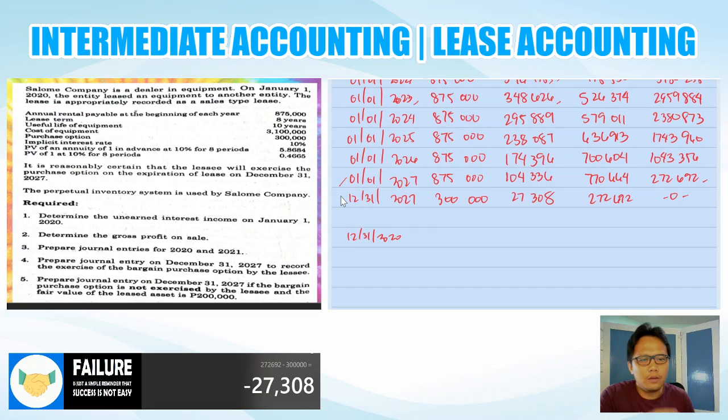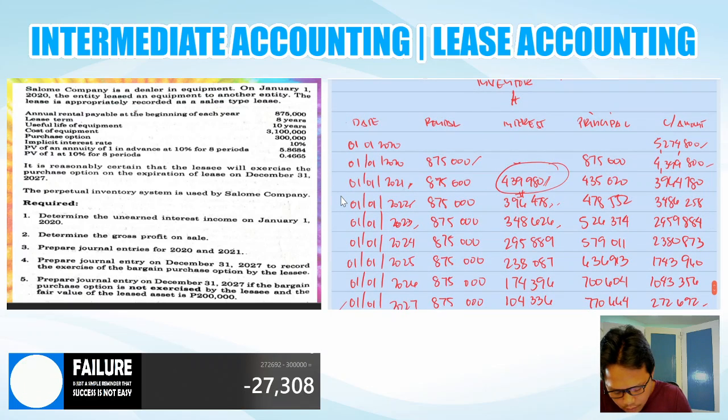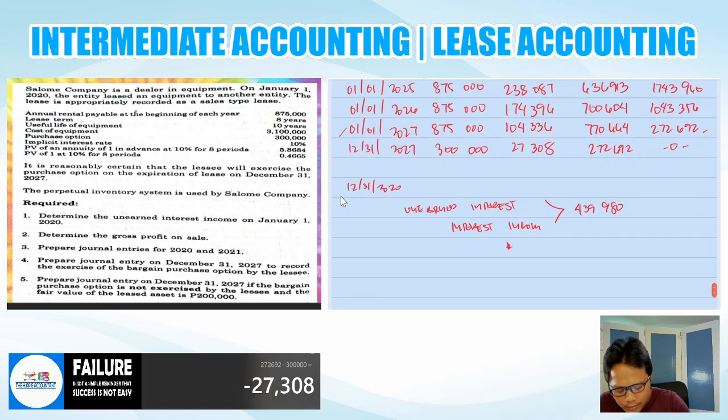So, on 12/31/2020, okay, we need to recognize the interest income. So, the point is, yung entry lang naman dyan, very basic: debit unearned interest income, credit interest income. At what amount? Ito. Diba? Yung sa first amortization natin, that is 439,980. Okay? Then, for the payment, again, if you can still remember, always at gross.